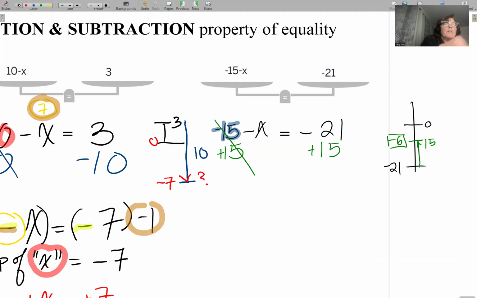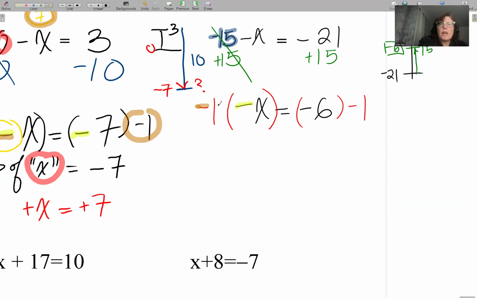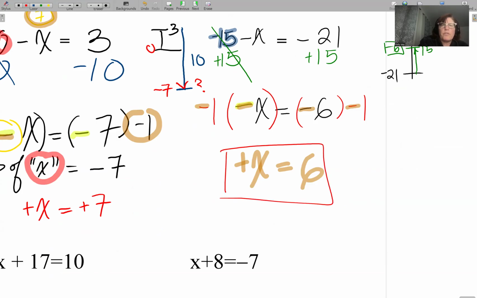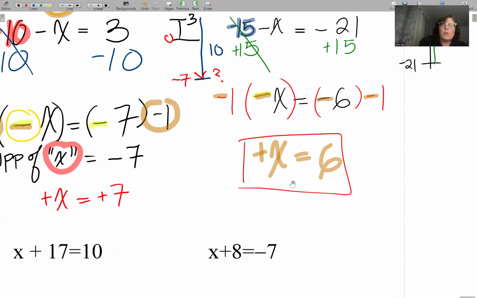So I have the opposite of x equals negative 6. You want to find what x is, not the opposite of x. So to do that, you're going to multiply both sides by negative 1. Negative times a negative is a positive, x equals negative times a negative, positive 6. It's very easy to check your answer here, is you can always plug it in.